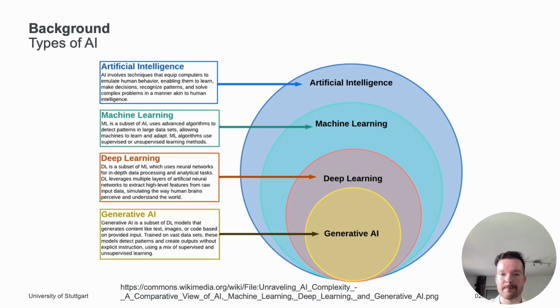Now, a subset of AI is machine learning, where machines learn patterns and statistics based on some dataset. Deep learning is a subset of machine learning, which uses neural networks to learn these statistics. And generative AI is a subset of deep learning, which generates text, images, and other media based on inputs.